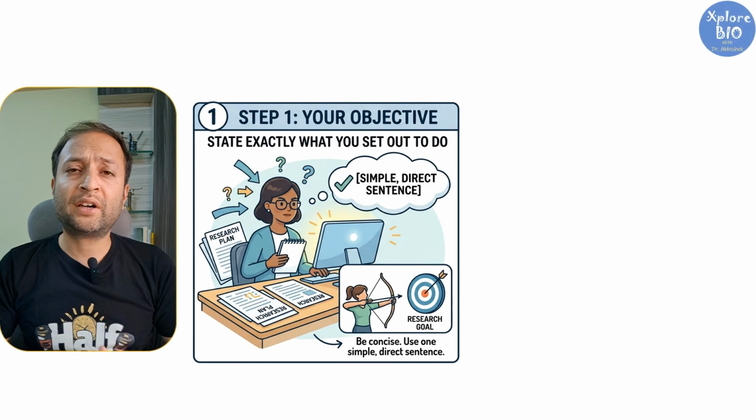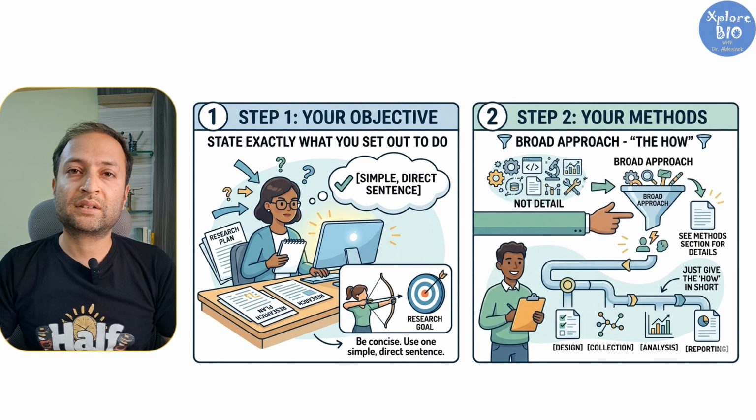Next comes your objective. State exactly what you set out to do in one simple, direct sentence. This is followed by the methods. Here, don't start listing every single tool or software, just the broad approach. If someone wants to know the details, they will refer to the methods section. Here, just give how you did it, very briefly.